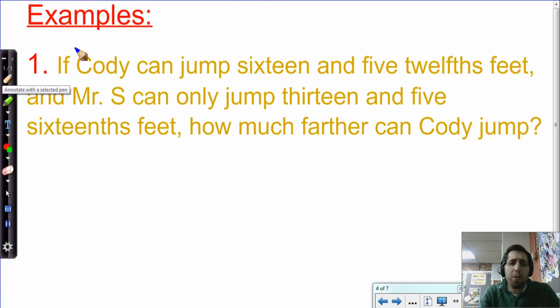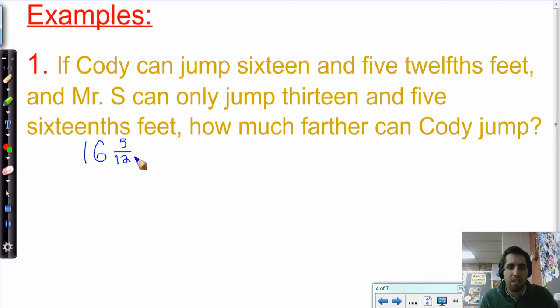First example: if Cody can jump 16 and 5/12 feet and Mr. S can only jump 13 and 5/16 feet, how much farther can Cody jump? First we just need to write these two mixed numbers that we're given. Cody can jump 16 and 5/12.